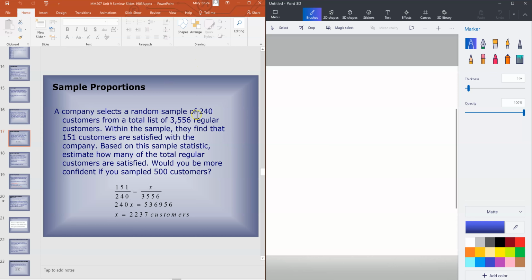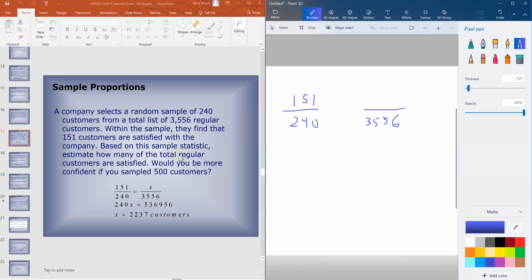It gives you a sample size. It says the company selects a random sample of 240 customers. That's the total in the sample, but from a total list of 3,556 regular customers. That's how many total customers there are in the entire population. So what's going on here is that we have a sample of size 240 and a population of size 3,556. Well, we only know that within the sample, 151 customers were satisfied. So the 151 is based out of the sample size of 240.